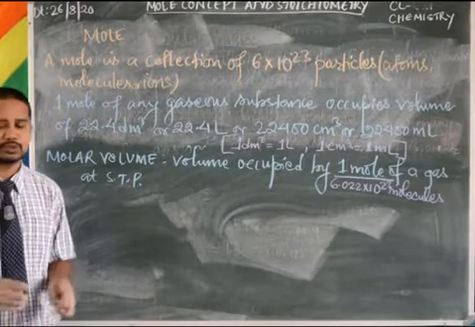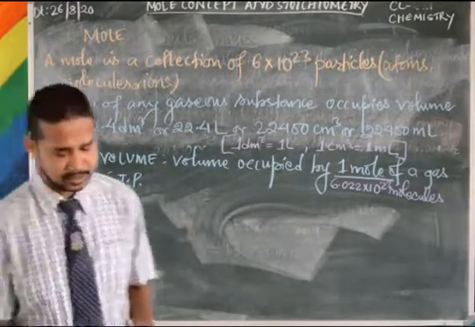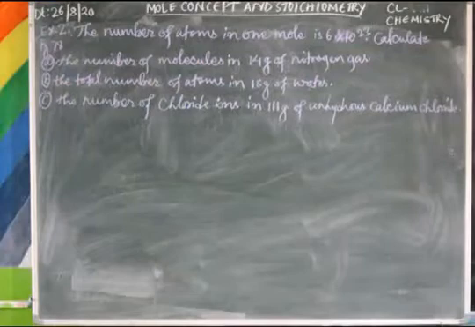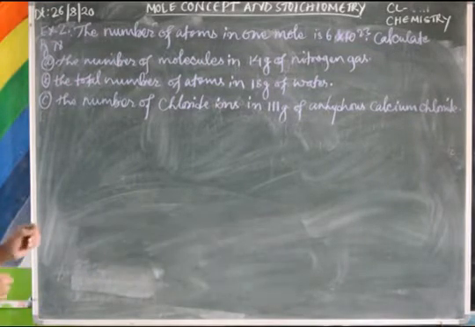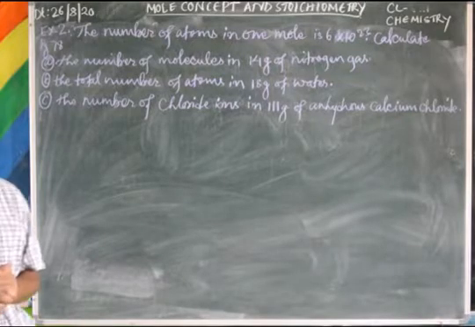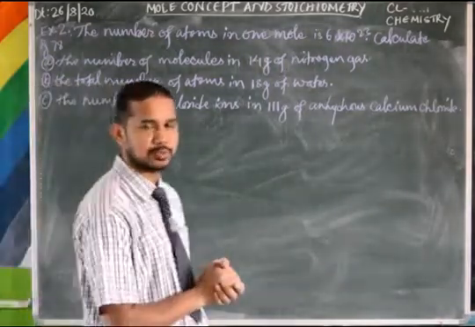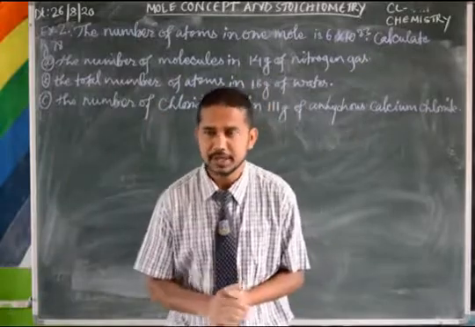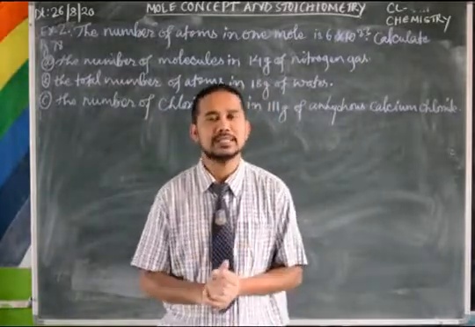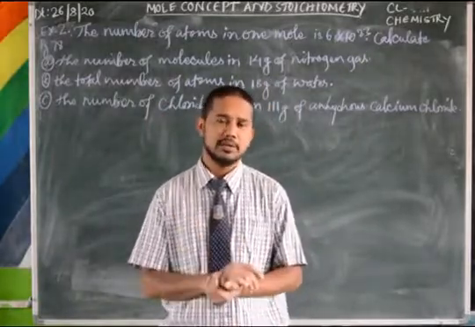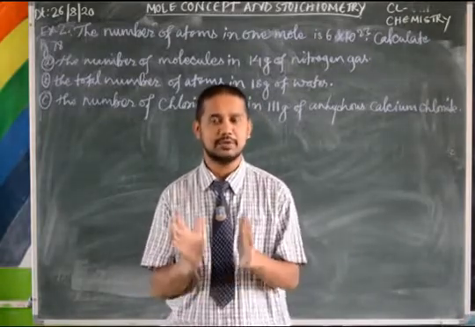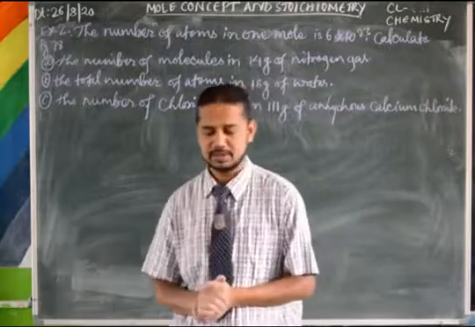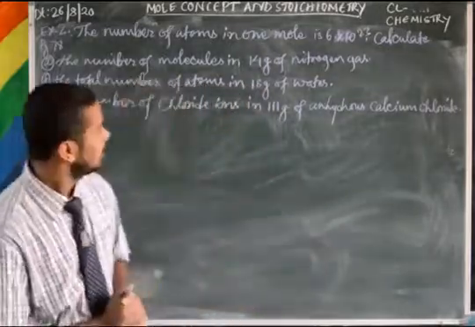So let's do some numericals based on this. Example number 2 is on page 78 of your book. The number of atoms in 1 mole is 6 into 10 to the power 23. Actually it is 6.022 into 10 to the power 23, but for our ease of doing numericals, it can be considered 6 into 10 to the power 23. Rough, it's a round figure.